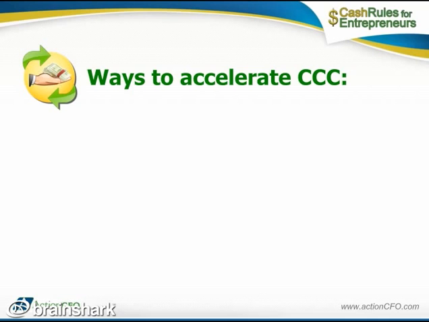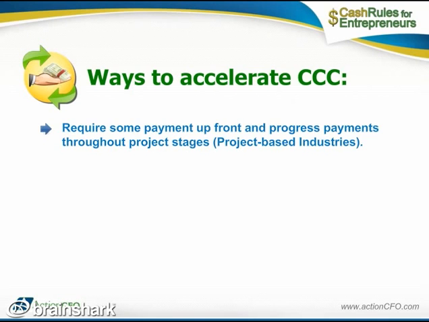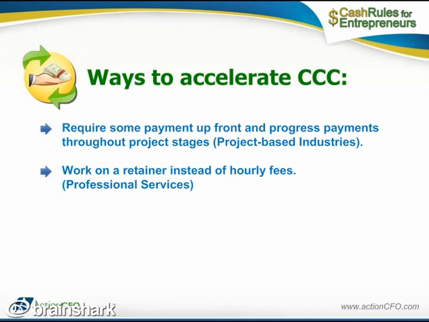In project-based industries, construction for instance, companies commonly require some percentage of the payment up front as well as progress payments at the completion of certain stages of the job. This provides the working capital needed to fund the work along the way. Such a business can accelerate its cash conversion cycle by increasing the upfront percentage it requires. For example, on a $250,000 project, increasing the upfront charge from 25% to 40% translates to $37,500 more in working capital. Some professional service firms accelerate their cash conversion cycle by working on a retainer basis instead of hourly fees.